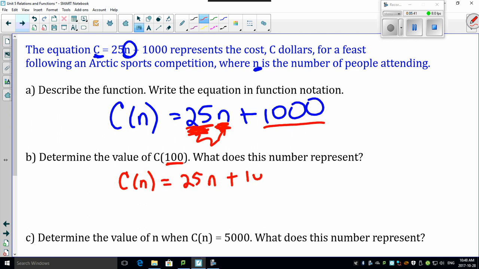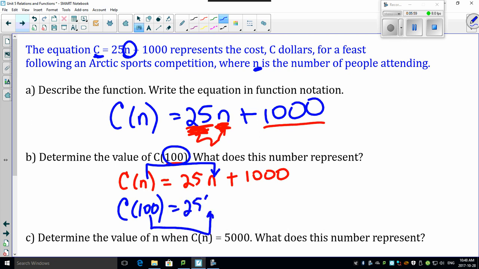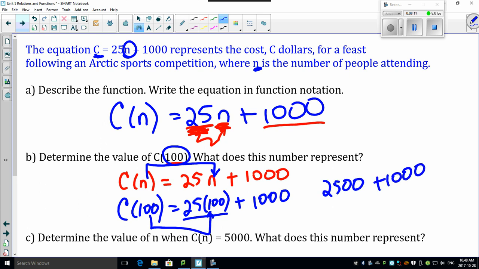C of n equals 25n plus 1,000. Now you know that the cost is dependent on the number of people. So now we're going to say C of 100. But wait a second. Wherever there was an n, now put your 100. See that? 25 times 100, plus 1,000. BEDMAS: 25 times 100 is 2,500, plus 1,000. Your entire banquet is going to cost you $3,500. That's how functions work.